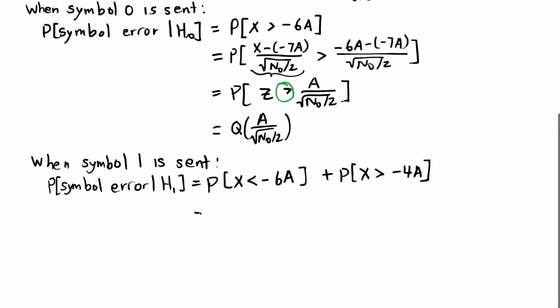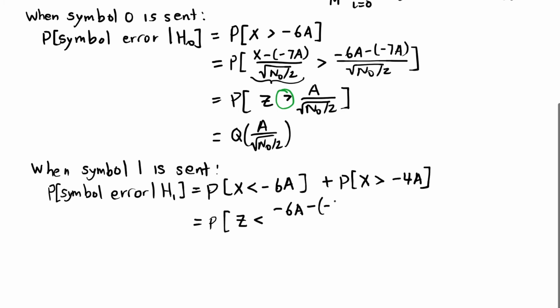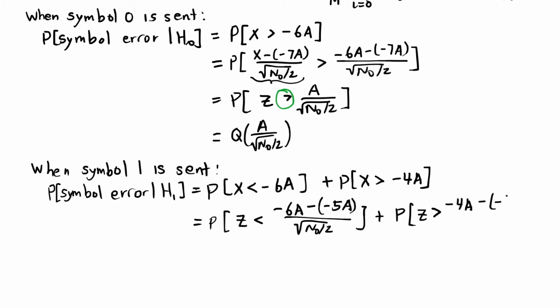I can convert these probabilities into the probabilities about standard normal random variables, just like I did before. The mean is minus 5a, so when I subtract the mean, it's going to be minus 5a. I skipped the step of doing this to both sides of x, and I just replace that x with z, which I know is my variable name for a standard normal random variable. And here, I have z being less than a certain value. This becomes a minus a on top because I've got a minus 6a plus 5a.